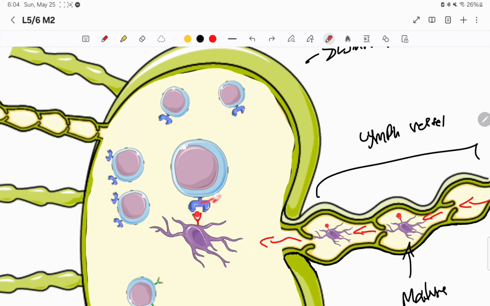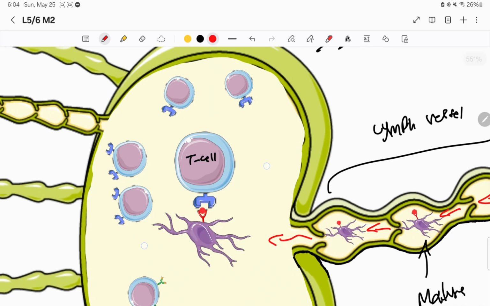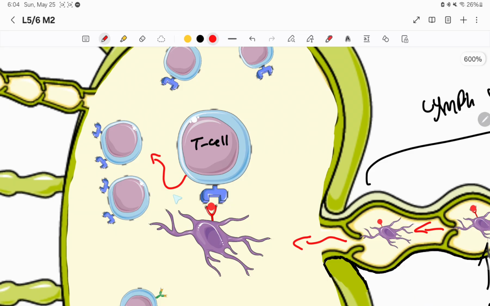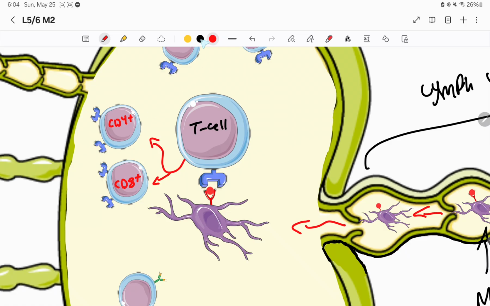Okay? And again, this is the T cell receptor. And he will become activated. Okay? He will become activated. Now, when he becomes activated, right, this naive T cell, he can turn into a CD4 positive or CD8 positive T cell, right? So cytotoxic or helper T cell. Okay? And what is happening here?